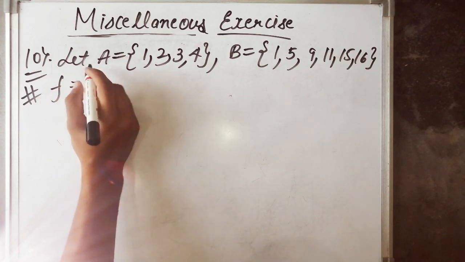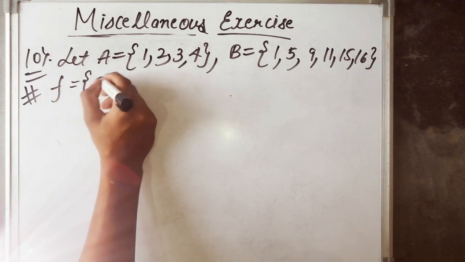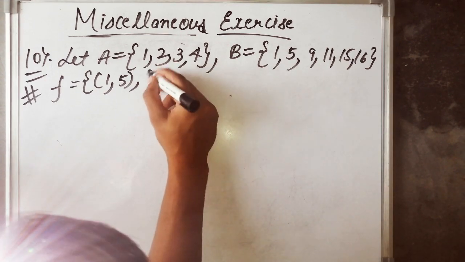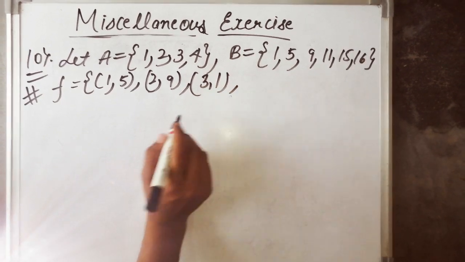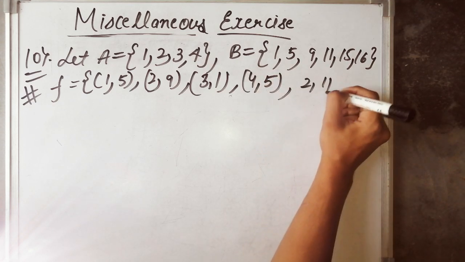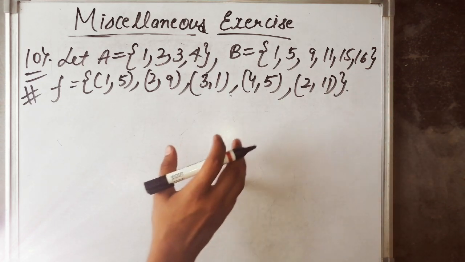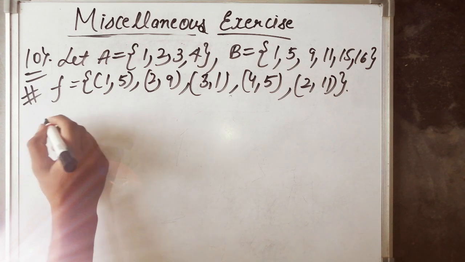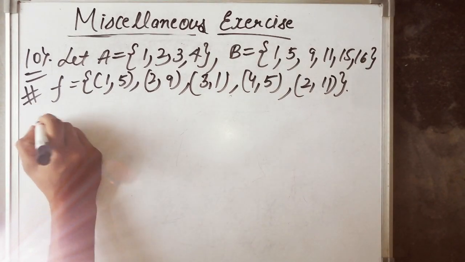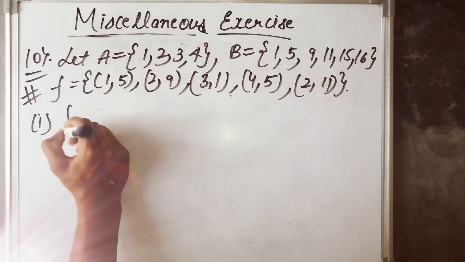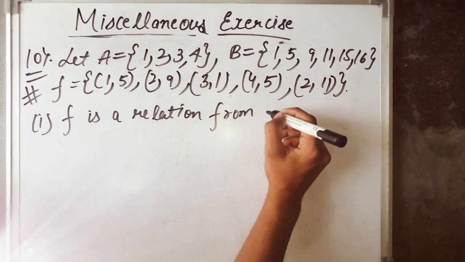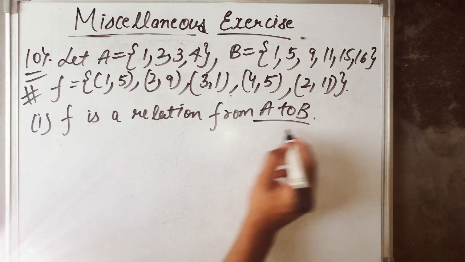And the function f equals (1,5), (2,9), (3,1), (4,5), (2,11). What we need to find out is whether the following parts are true or not. Our very first part is: f is a relation from A to B.